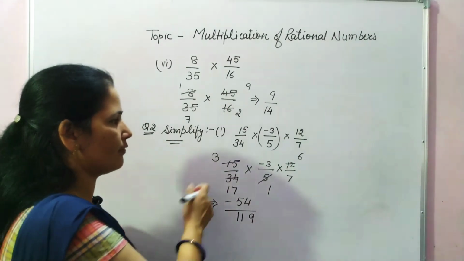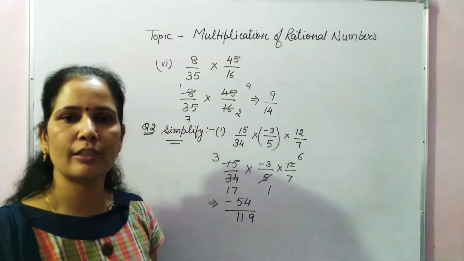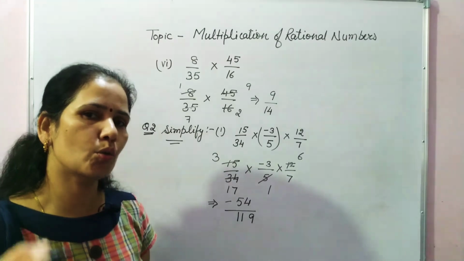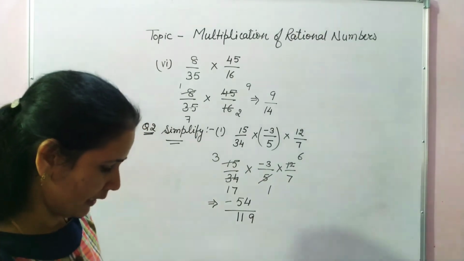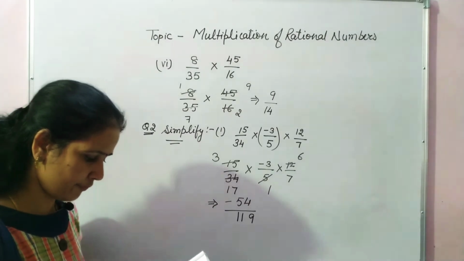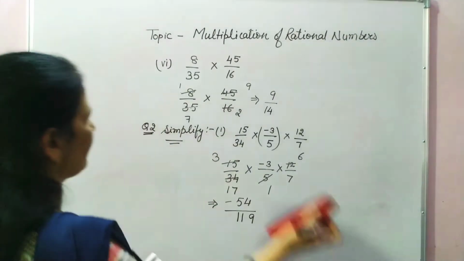So students, this is how we find the product when more than 2 rational numbers are given. Okay, let's take one more that I am going to solve. Part 4, the fourth part, I am going to solve.